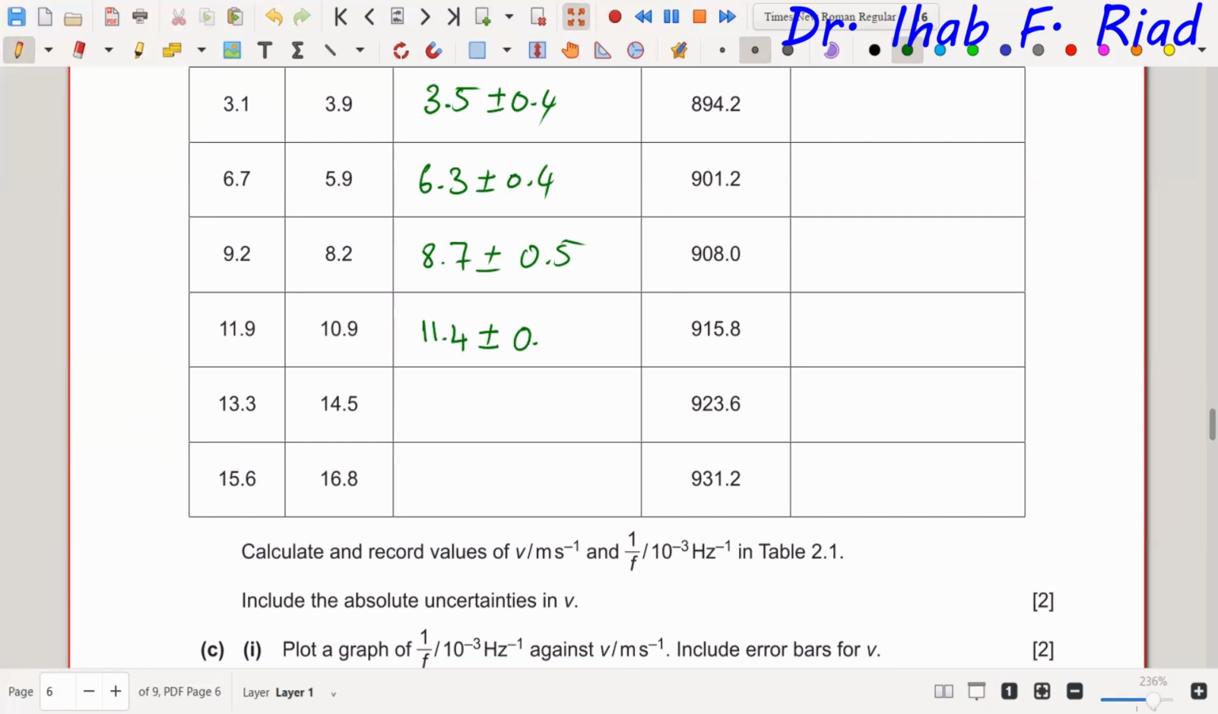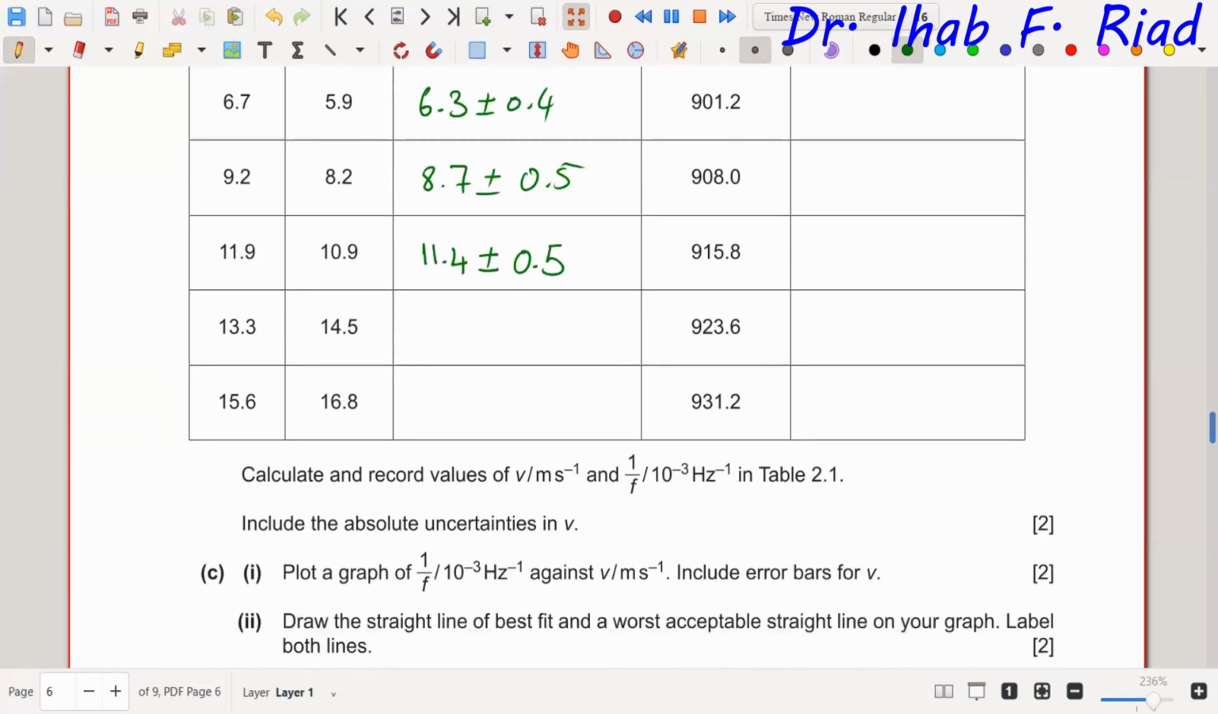That's 0.5. 14.5 plus 13.3 over 2, it is 13.9. 13.9 minus 14.5, it is 0.6. And 16.2, yes, 0.6. Okay, good.